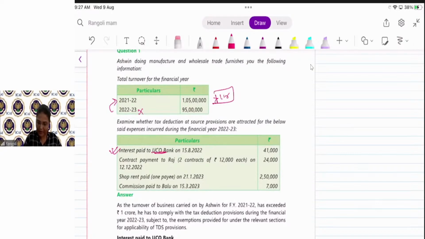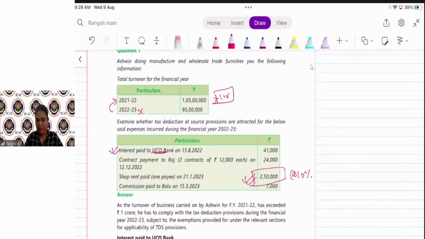Therefore, no TDS is required to be deducted. Shop rent paid to one payee on 21 January 23, 2,50,000. Chalo. TDS is required to be deducted under section 194I, yes or no? Yes. Why? Because last year the turnover is more than 1 crore, so section 194I is applicable. The threshold under section 194I, TDS on rent, is 2,40,000. Here the rent for the year is 2,50,000, which is more than the threshold limit. So TDS at the rate of 10% under section 194I is applicable on the entire 2,50,000, right?